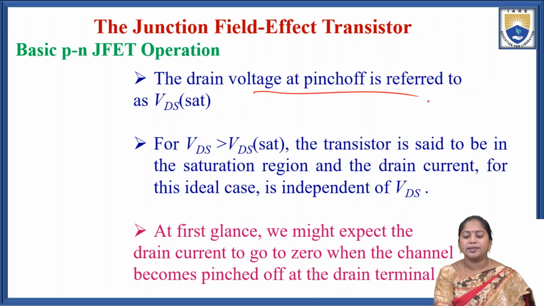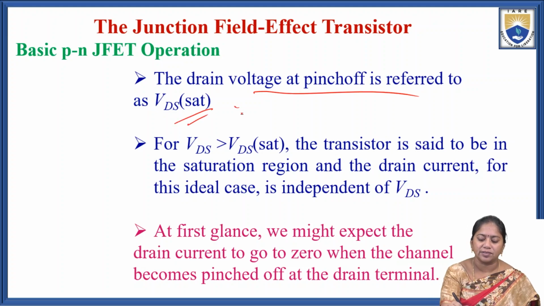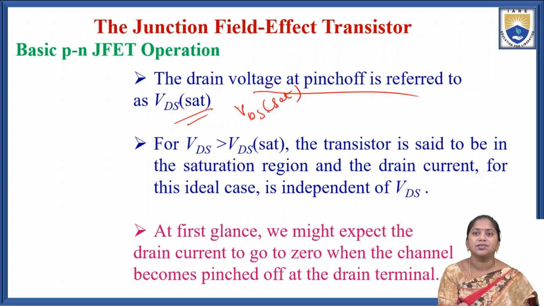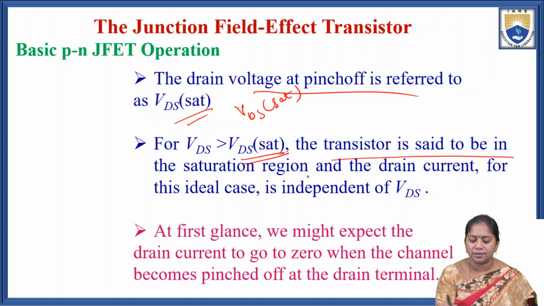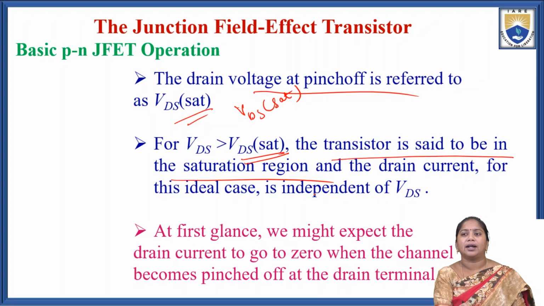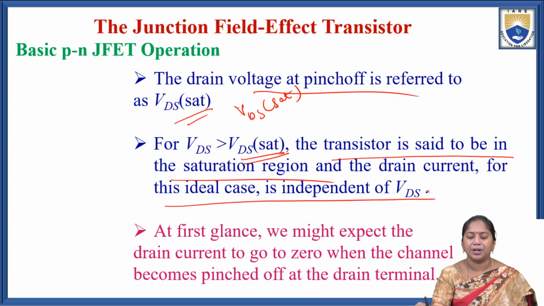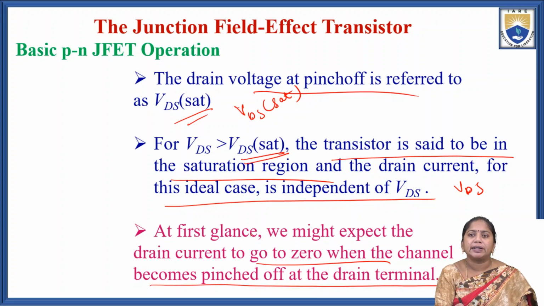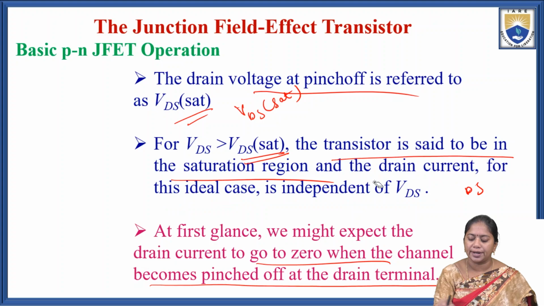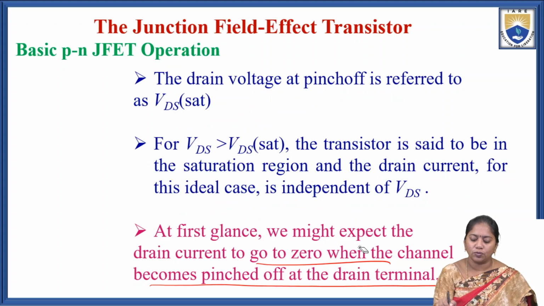The drain voltage at the pinch off is referred to as VDS saturation. For VDS greater than VDS saturation, that means the drain source voltage increases further beyond the saturation voltage, the transistor is said to be in the saturation region, and the drain current for this ideal case is independent of the drain source voltage. At first glance we might expect the drain current to go to 0 when the channel becomes pinched off at the drain terminal.